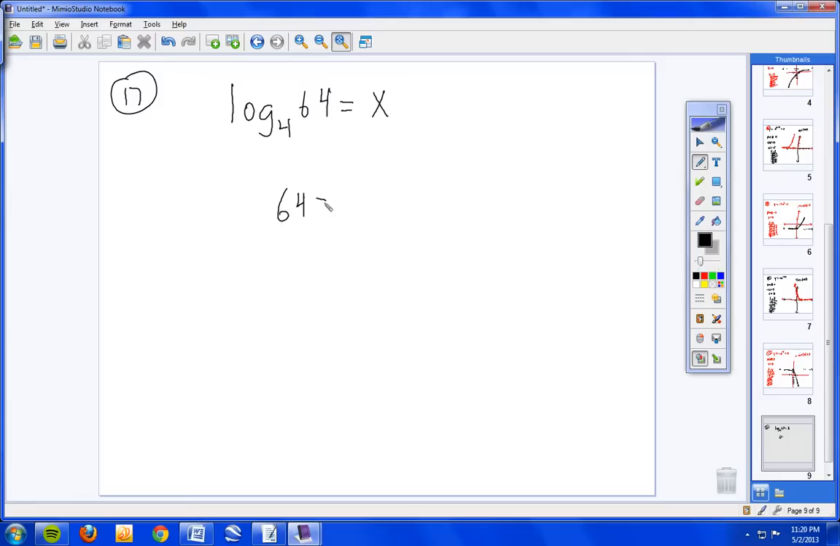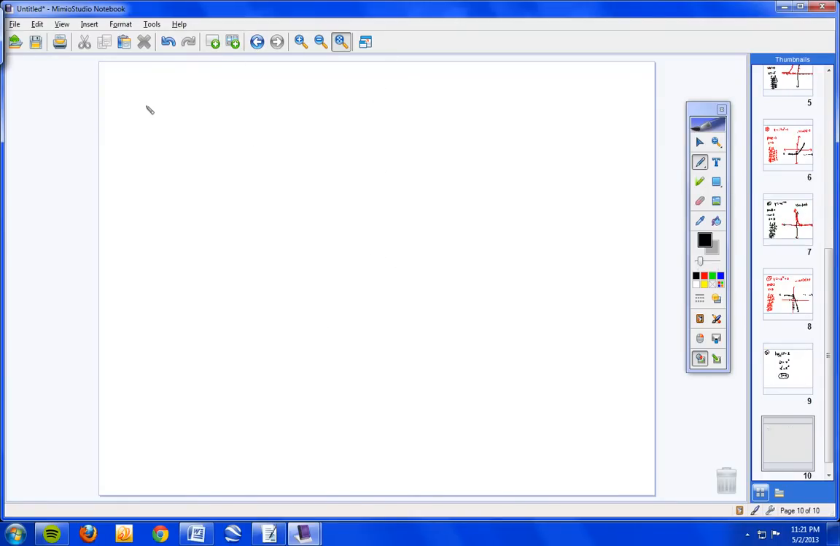Next, you write it exponentially, so 64 equals 4 to the x. And then you say to yourself, I want to write both sides with the same base. And so 4 times 4 is 16 times 4 is 64. So 64 is the same thing as 4 to the third power. So instead of putting 64, I'm going to put 4 to the third power. And then whenever your bases are the same like this, you can cross off the bases and just set the exponents equal. So 3 equals x. Okay. So whenever the bases match, you can cross them off, and 3 equals x.